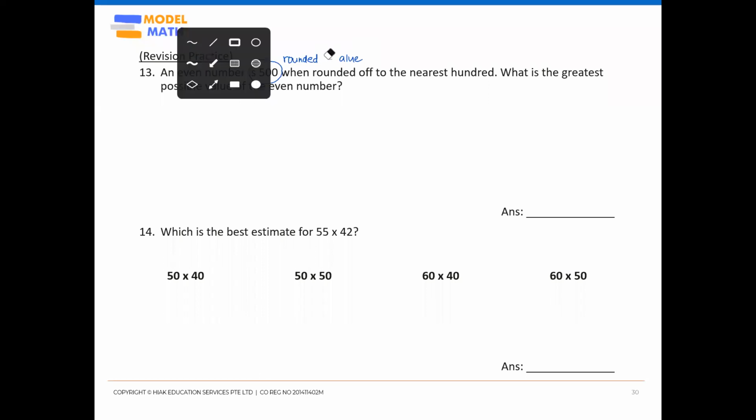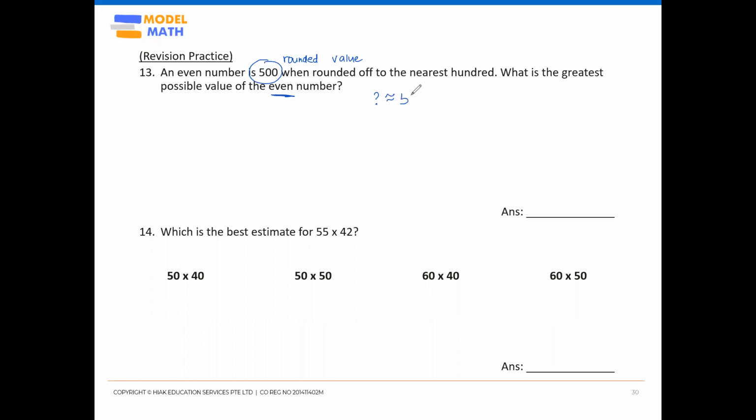So now what you are trying to find is the greatest possible actual value of the number, and it must be even, that rounds off to give you 500. So you have a question mark you want to work on, rounded off to give you 500. For such a question, it's a bit more challenging. It's not going to be a direct rounding off question. I hope you recall that what we have taught you in class is to apply the number line method for such questions. So we're going to draw a number line.